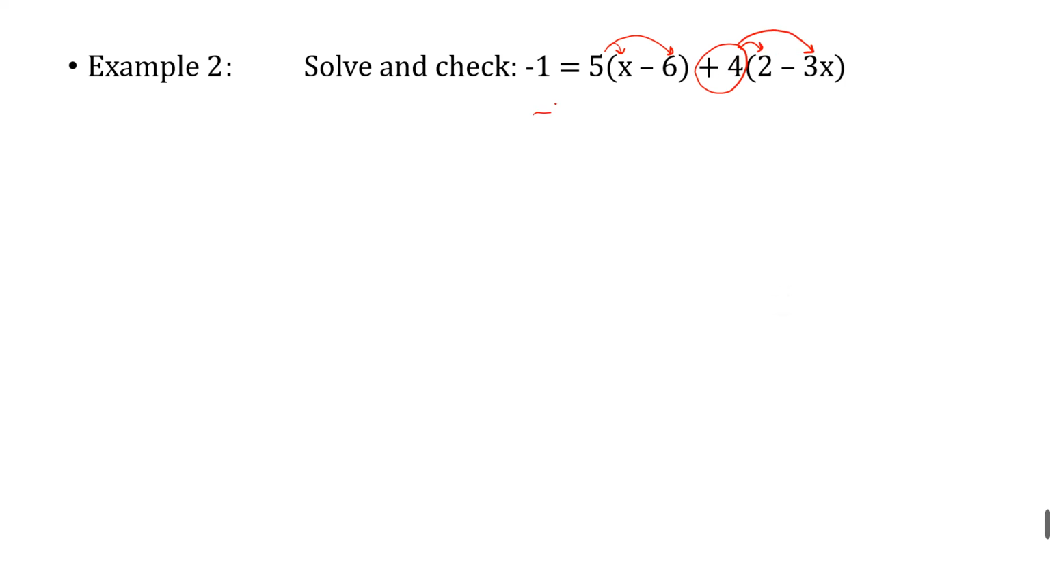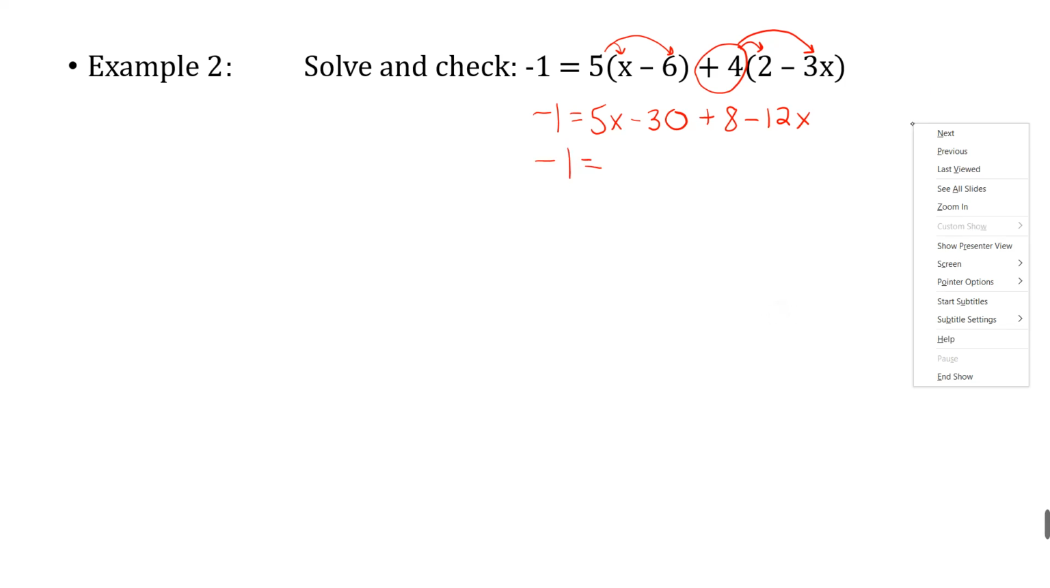Okay, so negative 1 equals 5 times x is 5x. 5 times minus 6 is minus 30. Plus 4 times 2 is 8. 4 times a minus 3x would be a minus 12x. So make sure you're getting your signs right. It's very important.